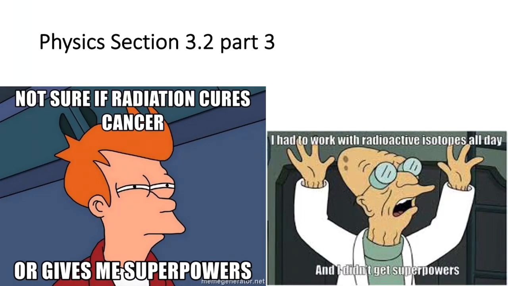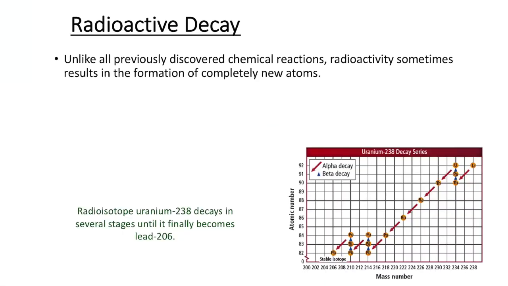Okay, so this is Physics Section 3.2, Part 3. We are going to be looking at radioactive decay and different types of radiation. So radioactive decay, unlike all previously discovered chemical reactions, sometimes results in the formation of completely new atoms.